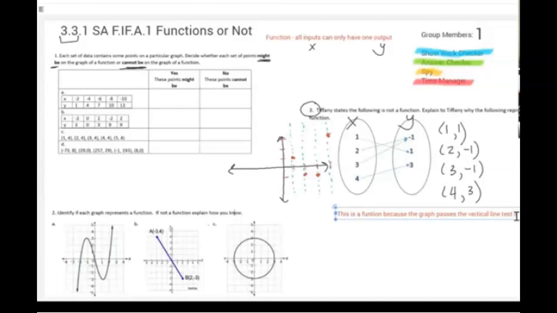And I heard Katie, you say earlier, each X value is paired with only one Y value. All right. We like that? Yes. Okay.